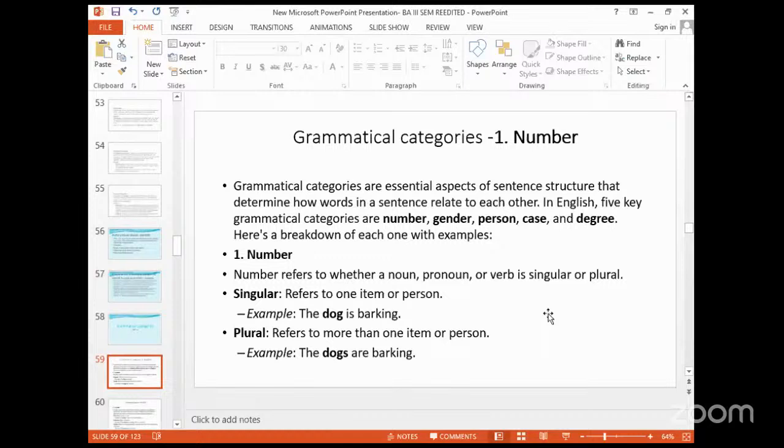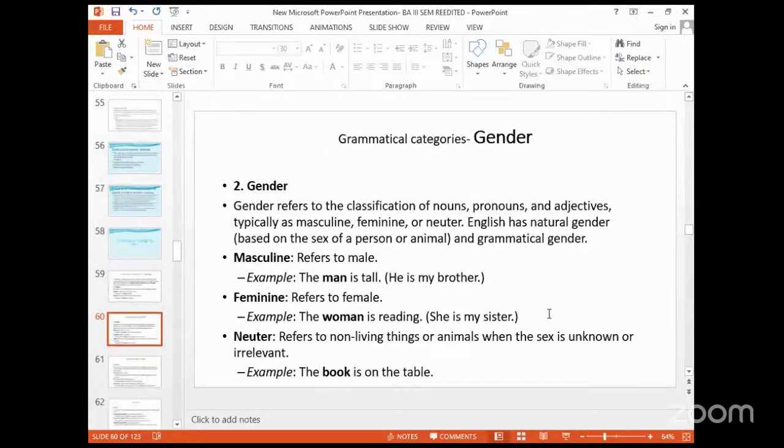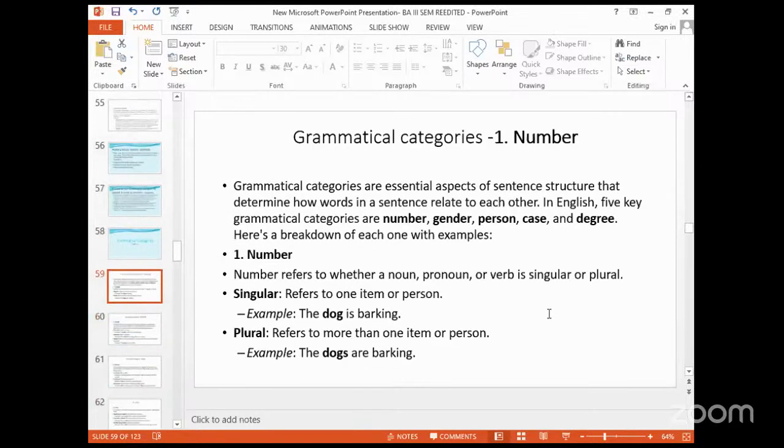Right. So let us quickly look into the number aspect of this grammatical category. The first is number. So number refers to whether a noun, a pronoun, or a verb is singular or plural. So singular refers to one item or person. For example, dog and the plural dogs. The dog is barking. The dogs are barking, right? That talks about the number. So when you talk about this number, singular is one entity and plural refers to more than one entity.